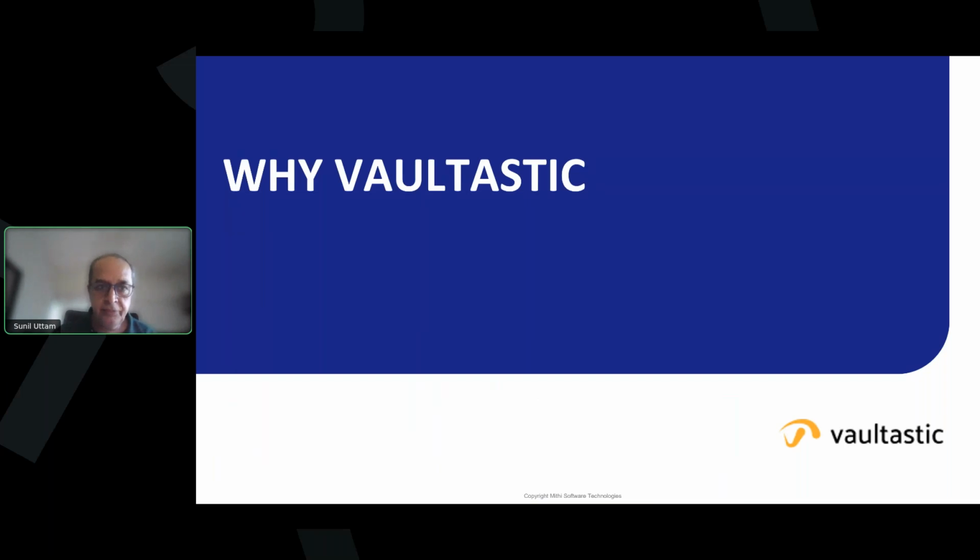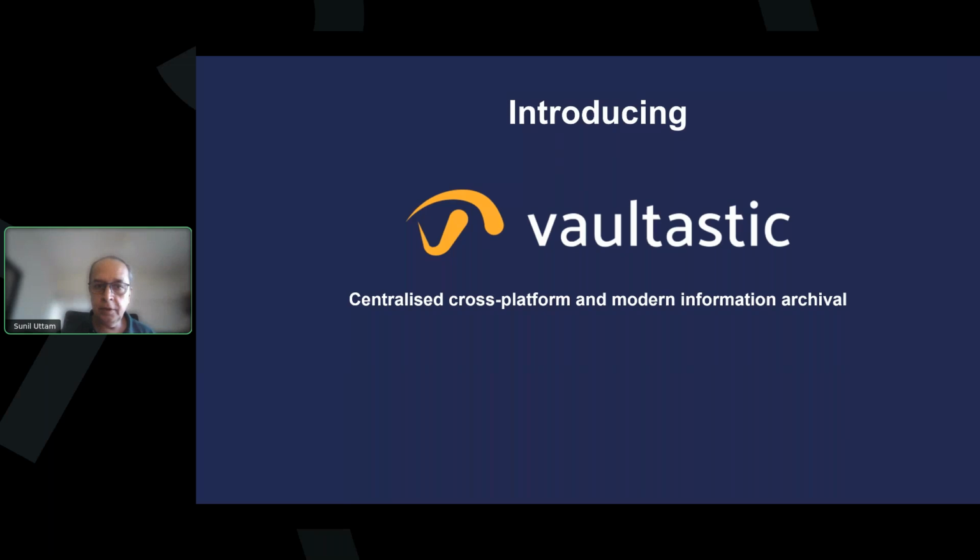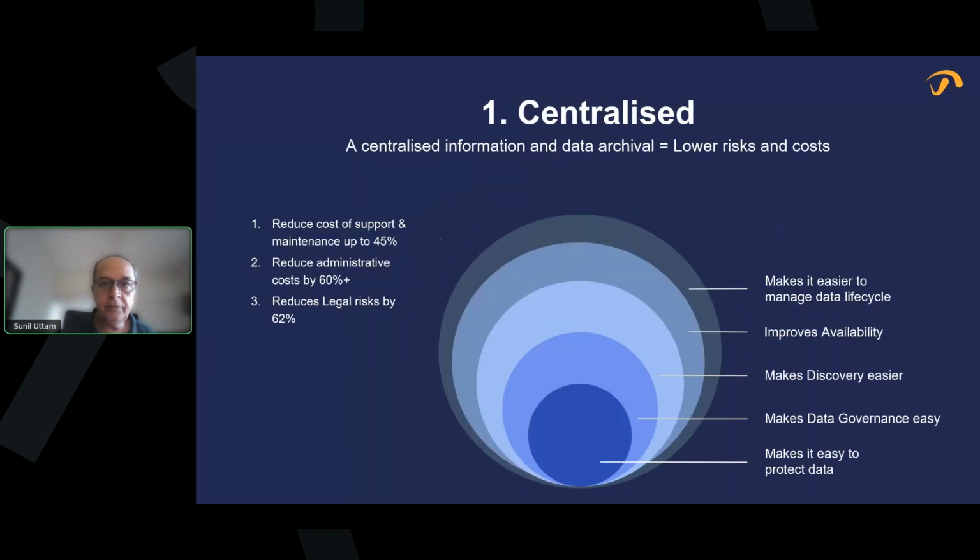Where does Vaultastic fit in? We deliver this. Whatever we spoke about, we can fit that piece of a central archive, right? How? It's a cross-platform archive and it is modern. What does it mean? First, it is centralized, which means that we have the capability to take data from different data sources of different data types and put it together in one. This is what we do. A centralized, unified information and data archive. This is the first and foremost thing.